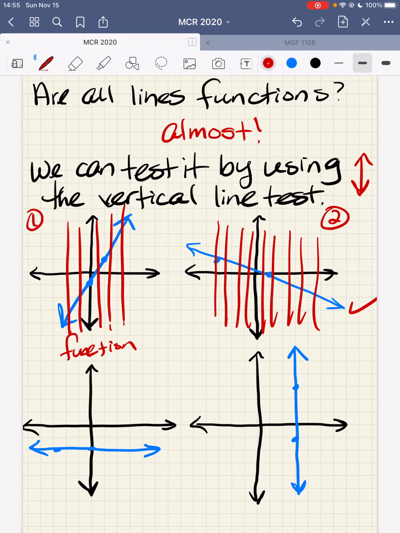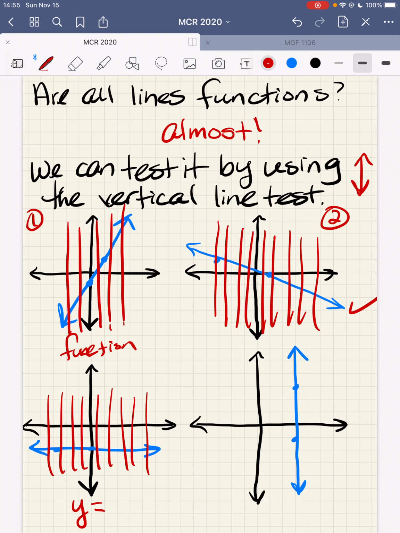Let's look at my next line. This is my y equals line. Okay, so this has a slope of 0. And again, if I go ahead and employ my vertical line test, it still is only hitting that line at exactly one point. This is also a function.